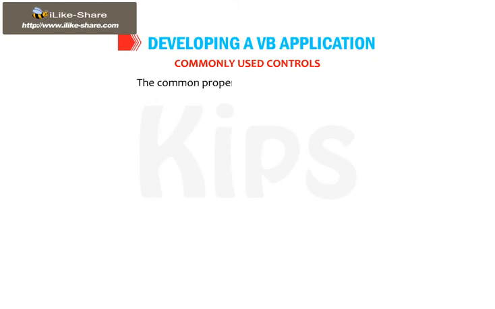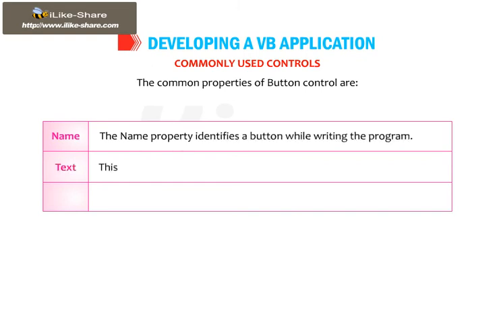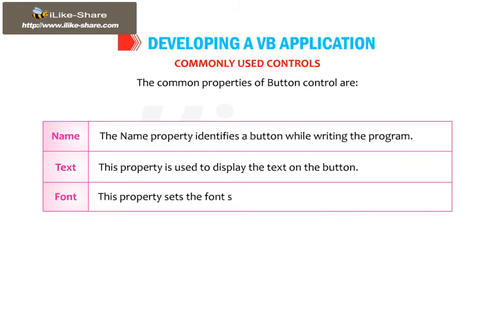The common properties of button control are: Name. The name property identifies a button while writing the program. Text. This property is used to display the text on the button. Font. This property sets the font size, font style, etc. for the button.